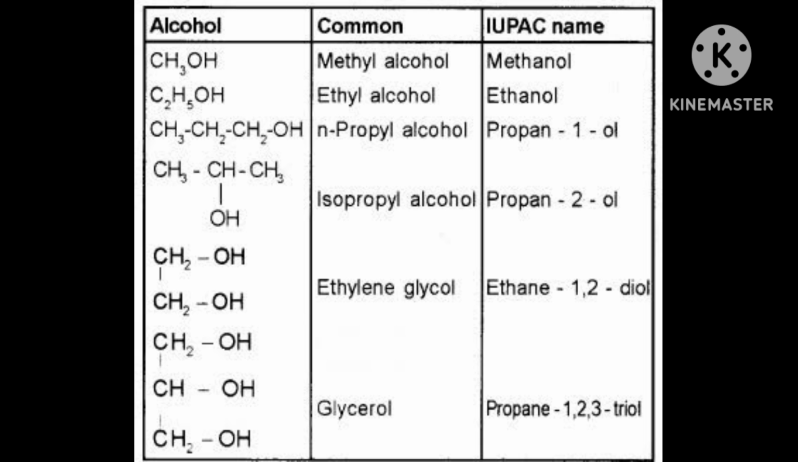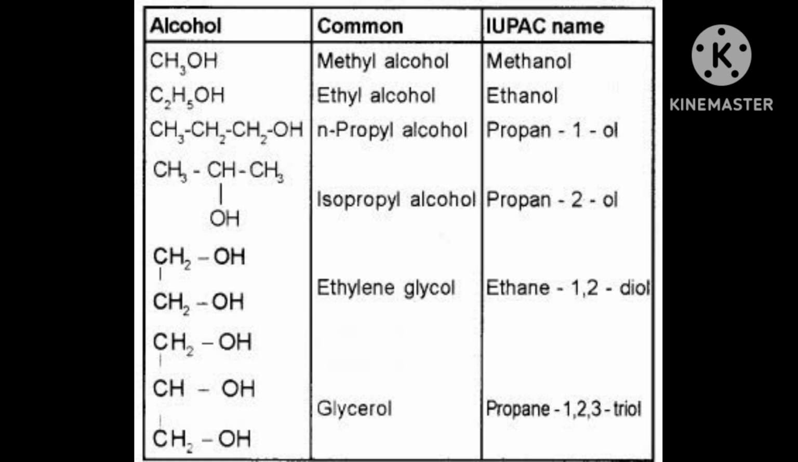Okay. Now next I am telling you, again 4 carbons are there, but OH is attached to the second carbon. Then you can call it secondary butyl alcohol. Why secondary? Because OH is attached to a carbon, and that carbon is attached to 2 carbons, one on the left side and one on the right side.